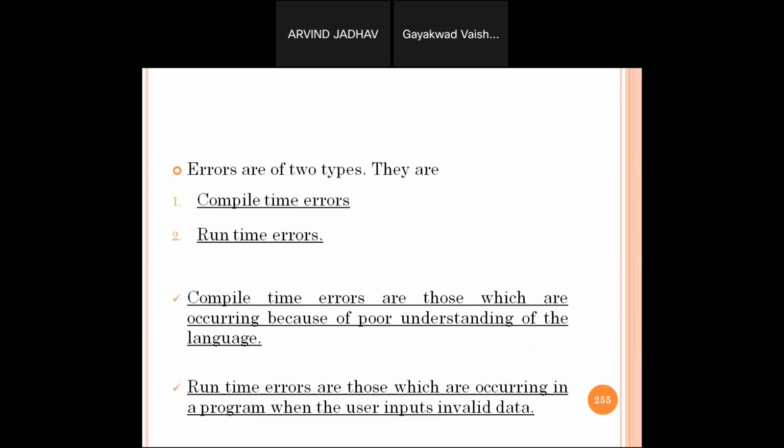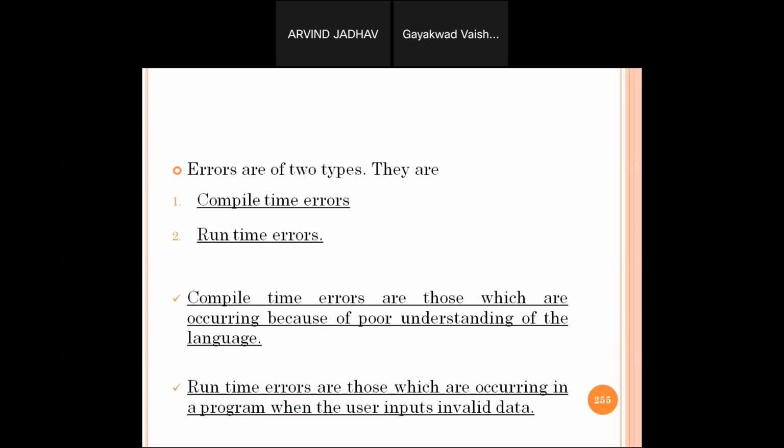What is a compile time error? Compile time errors are those which occur because of poor understanding of the language. If a developer has poor knowledge of programming, then definitely he will get compile time errors. For example, if you want to define a class, then we use the keyword class and the class name. But instead of that, if someone writes PQR and the class name, then definitely he will get the error. Because the system already defines that if you want to define a class, then we need to use the class keyword.